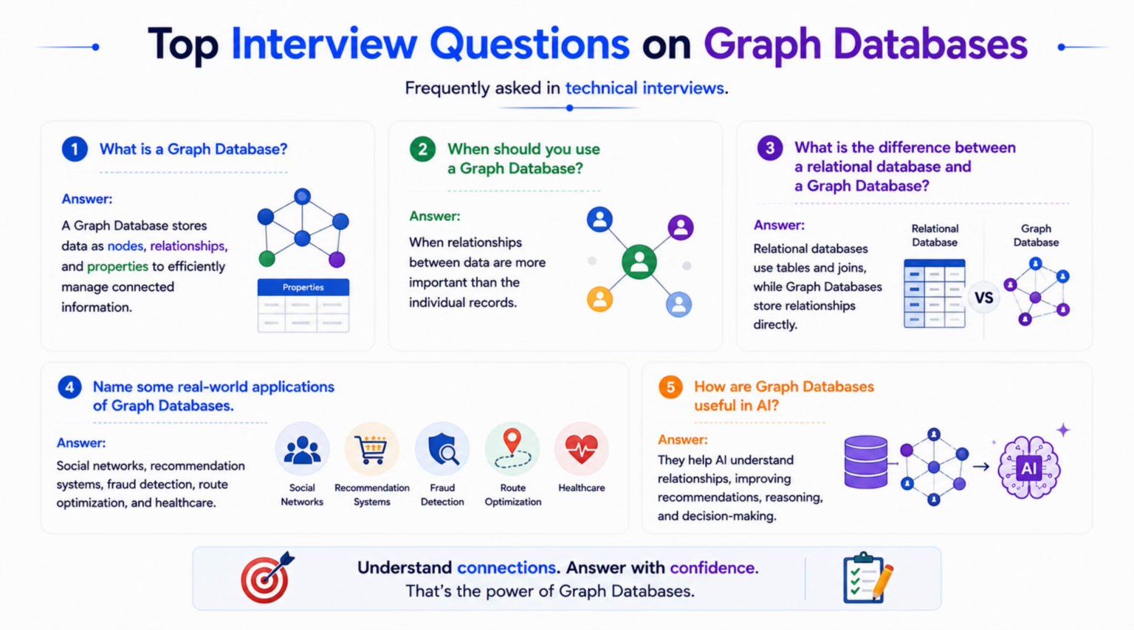Here is question number three: what is the difference between a relational database and a graph database? The answer is: relational databases use tables and joins, while graph databases store relationships directly. Here is question number four: name some real world applications of graph databases. The answer is: social networks, recommendation systems, fraud detection, route optimization, and healthcare. Here is question number five: how are graph databases useful in AI? The answer is: they help AI understand relationships, improving recommendations, reasoning, and decision making.